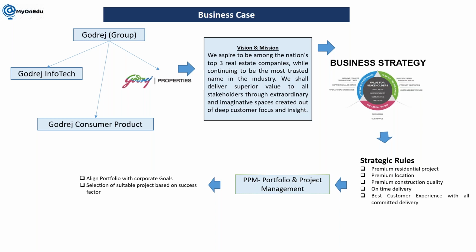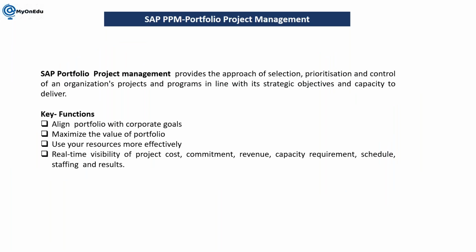Once your project is approved, it will go to the next level, construction. Here Project System will be used, and once construction is done, it will go for lease out. Here RE-FX will be used. So what is happening here? PPM helps us align the portfolio with corporate goals, as explained in my previous slide. SAP Portfolio Project Management provides the approach of selection, prioritization and control of an organization's projects and programs in line with its strategic objectives and capacity to deliver.